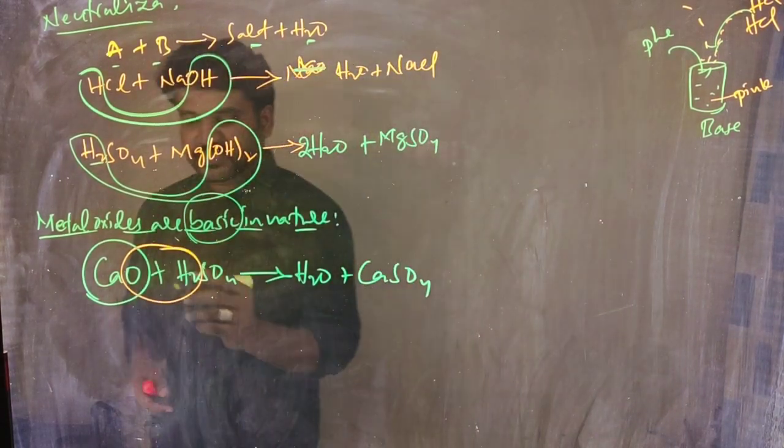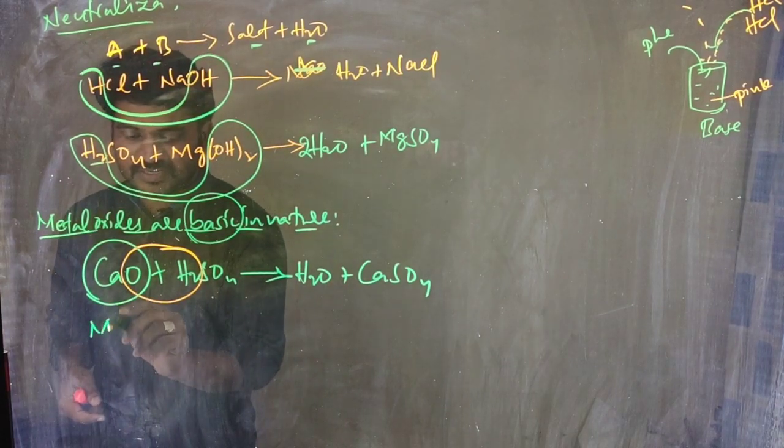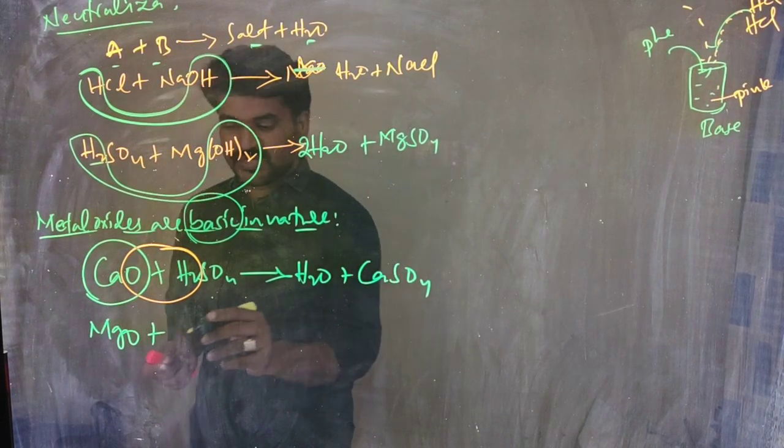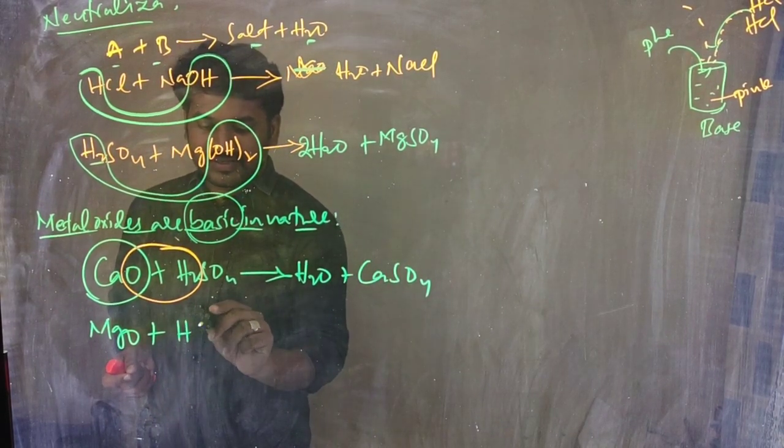So let us write one more reaction here. We will write MgO, magnesium oxide, right? So we'll take HCl.